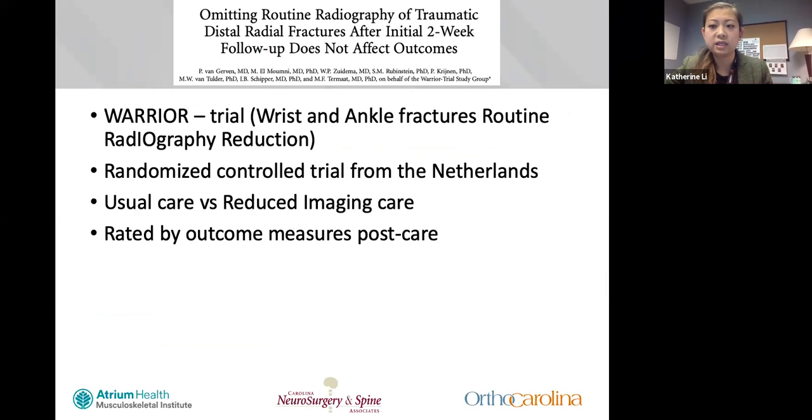What they found in this study was that if they sorted patients into a usual care and reduced imaging care group, they all were seen at 1 week, 2 weeks, 6 weeks, and 12 weeks after either non-operative management or surgery, but that the reduced imaging cohort stopped getting radiographs after the 2-week mark because they felt that at 2 weeks, they would know if any loss of reduction or any kind of pivoting in the treatment algorithm would have to be done.